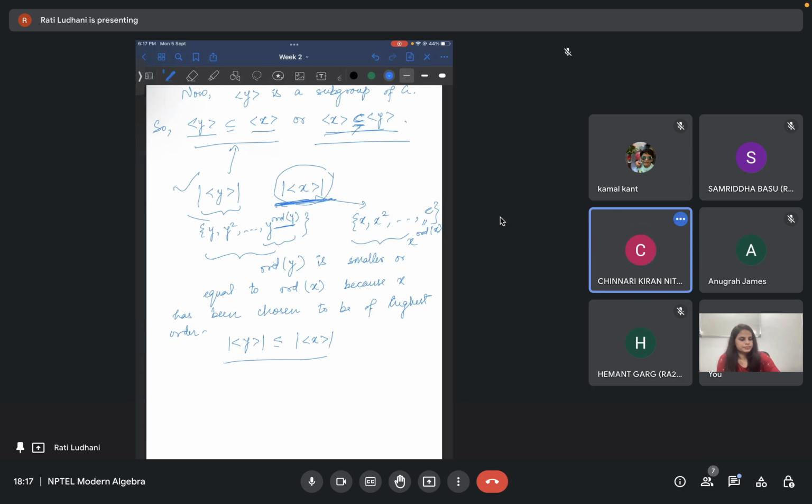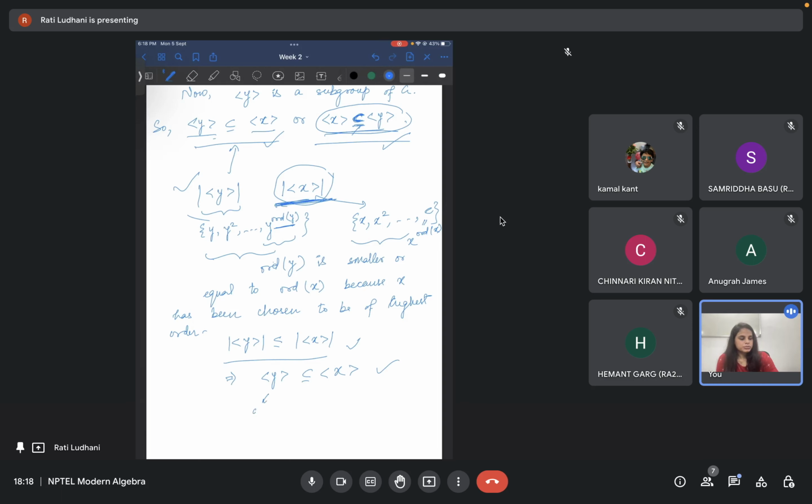If you have doubt, just unmute and speak. Okay, so this is true. This implies, now we know that either this is true or this is true. So you know that properly containment cannot be true, because the number of elements in y is less than or equal to the number of elements in x. So for sure this should be true, because one of them has to be true. It cannot be possible that there is no relation between these two subgroups. So this is true.